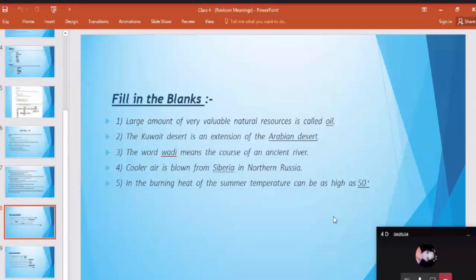Now you write down. First, fill in the blanks. The title you write, fill in the blanks. Then you start writing first one. Large amount of very valuable natural resources is called oil. Write the first one. I write it, teacher. Okay, my dear.